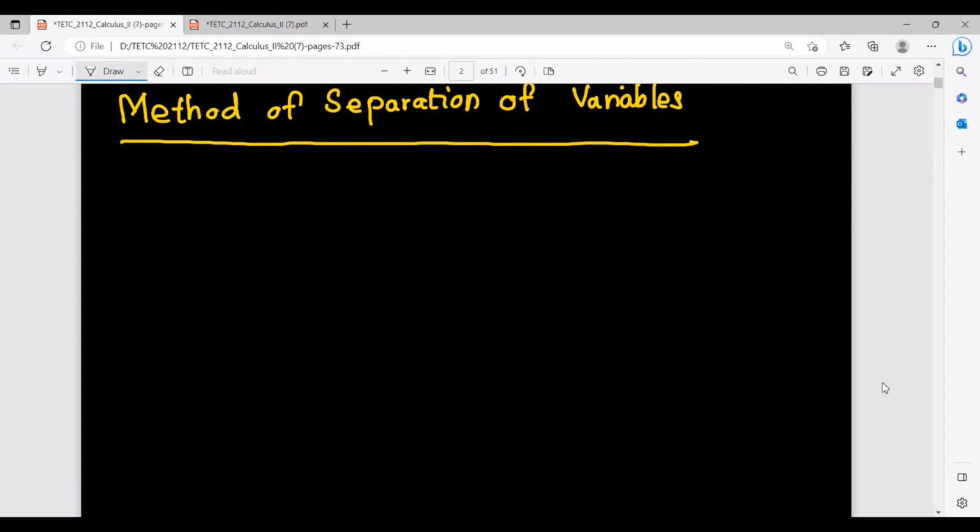So here we are going to define this concept of method of separation of variables based on a special assumption. The assumption that we are going to consider is, let's see, we are going to solve a problem consisting of u, x, y. Here u is the dependent variable and it depends on both variables x and y. So we are assuming this function u is a product of two functions.